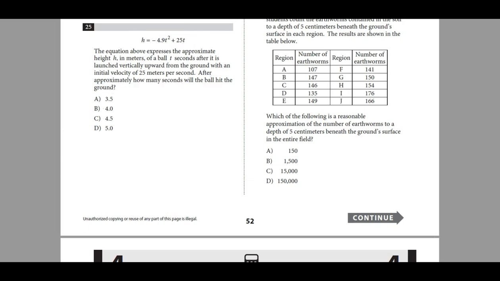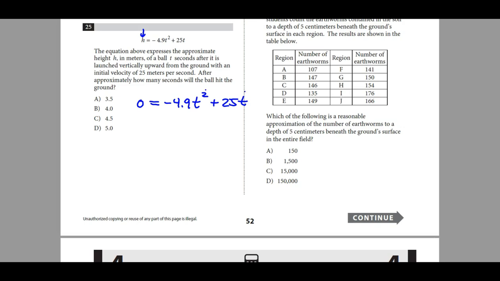I'm going to show you another method that's a little bit more kind of traditional. And that is, let's solve this algebra equation for h equals 0. We know that that's when the ball hits the ground. So let's solve this equation when h is 0. Well, this is a quadratic equation. We have a t squared and we have a t.